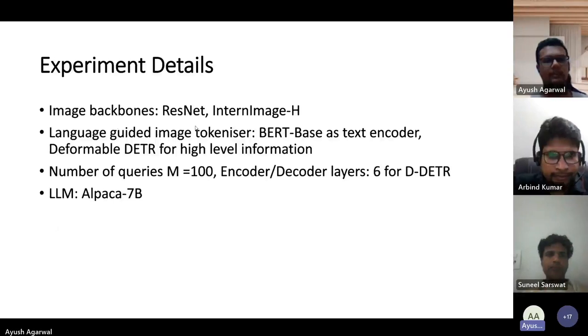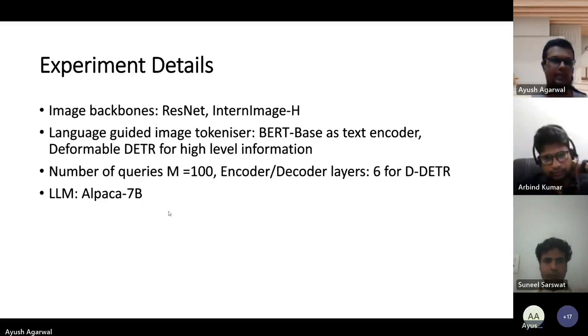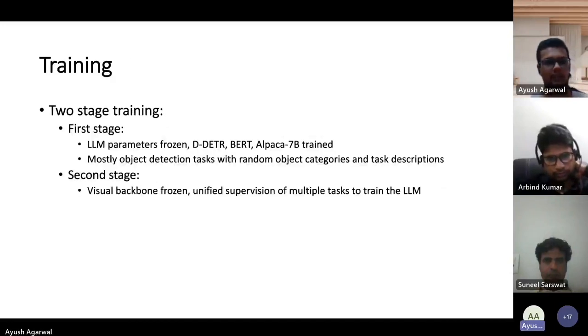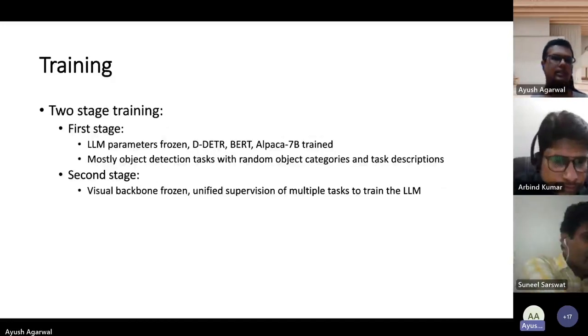For image backbones, they have tried ResNet and InternImage, which as I previously mentioned. For the language-guided image tokenizer, BERT was used as the text encoder and Deformable DETR for the high-level information, the tokens that we generate. The number of queries that they use for Deformable DETR is 100, and the encoder and decoder layers are 6 each. The LLM that they use is Alpaca, the 7 billion model. The training that they do is in two stages.